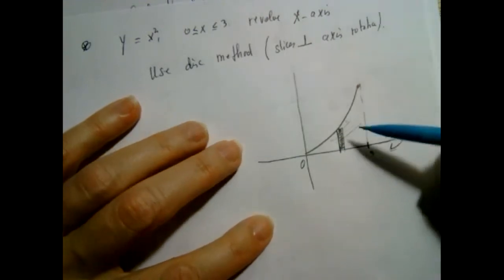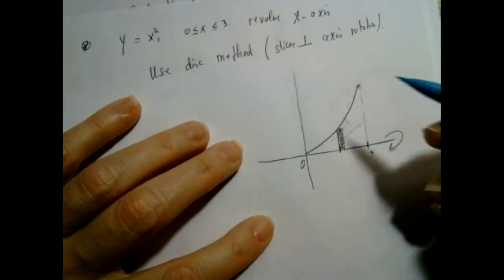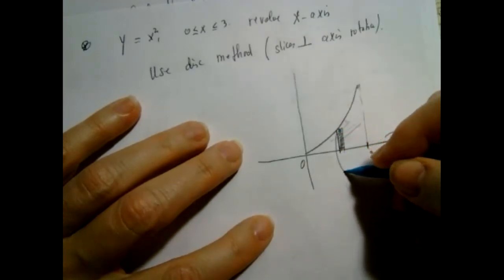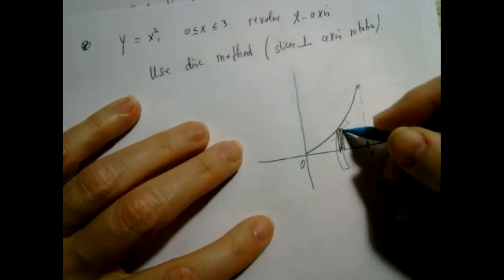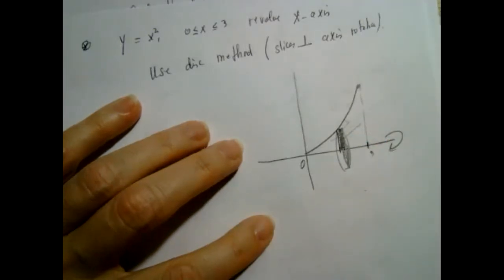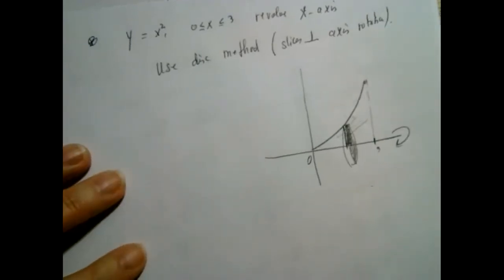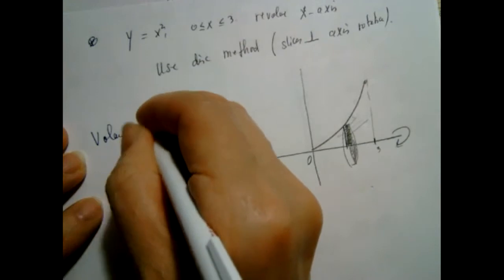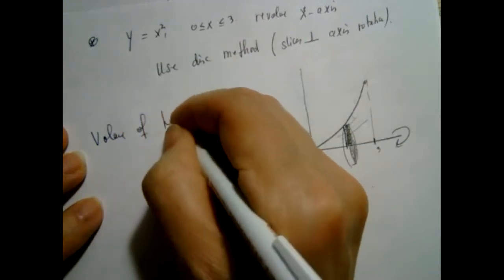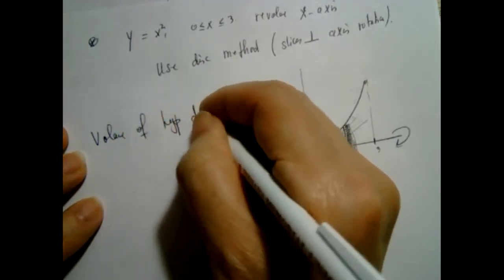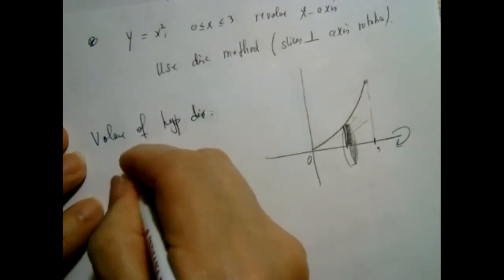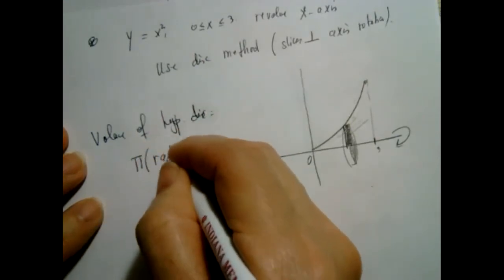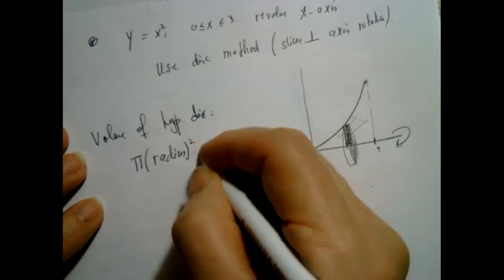But now the whole picture changed. If I take this piece and rotate it, I'm not getting shells anymore. I'm getting nothing more than a simple disk. So in this case, what's the volume of a typical disk? Pi r squared times the height. It's pi times the radius squared times the height.